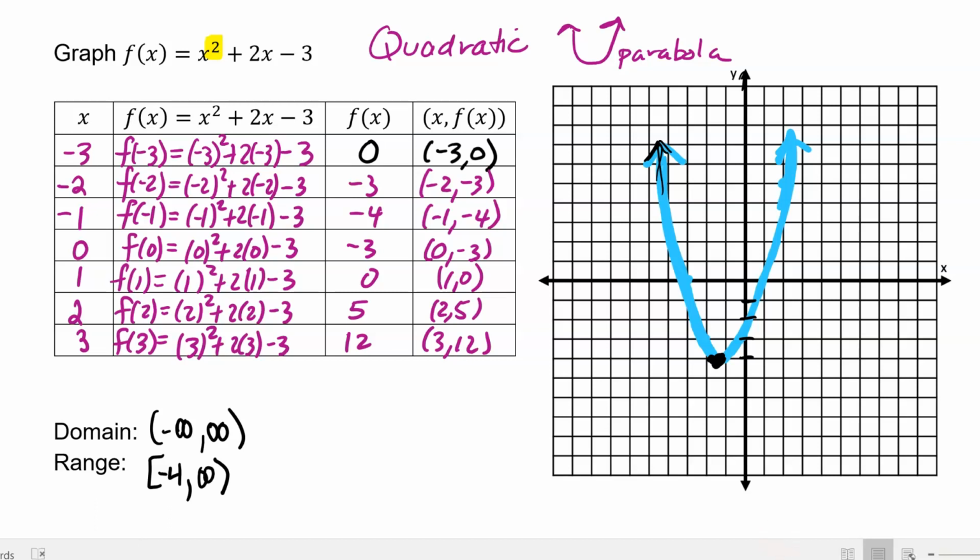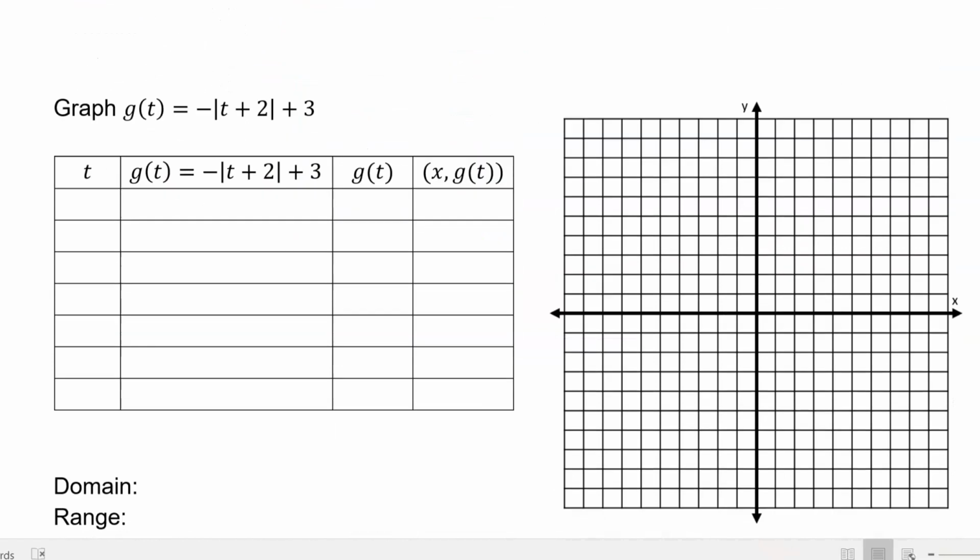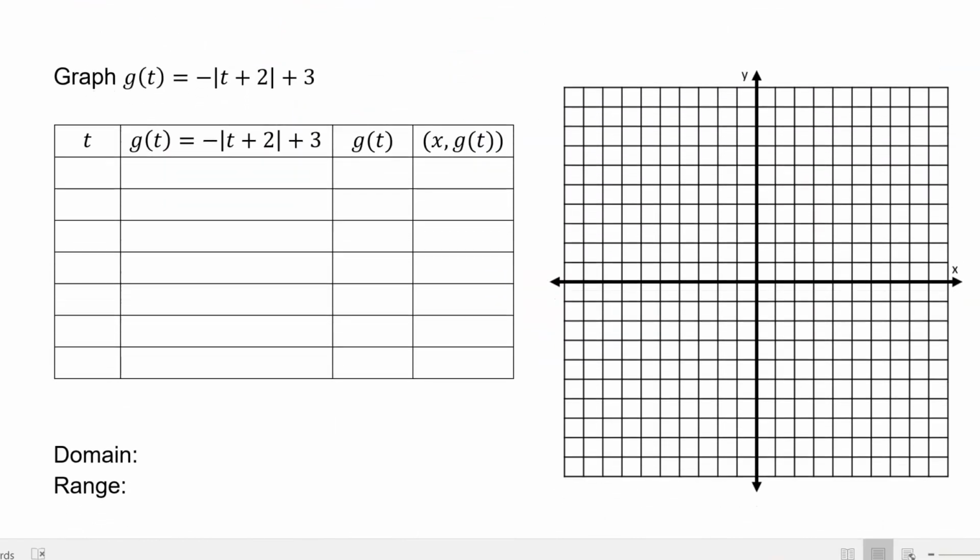Let's move on to the next graph. It is an absolute value graph, it will be a V shape, whereas the quadratic function is a U shape. So I'm going to start with the first point, -3, but what I want you to do is fill in all the rest of the points.